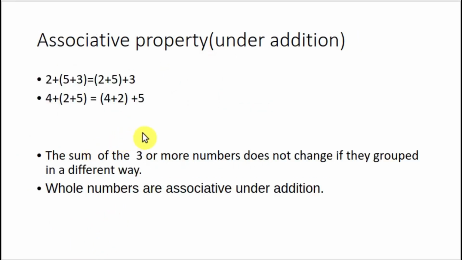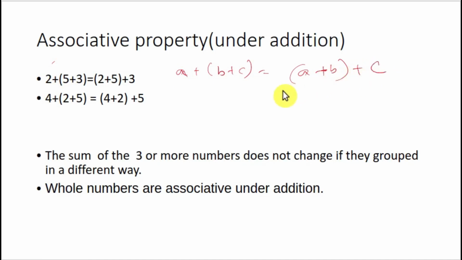And next, coming to associative property. Associative property means, for example, A plus B plus C equals A plus B plus C, grouped differently. When we are adding three numbers, if they are grouped in a different way, the result should be equal.